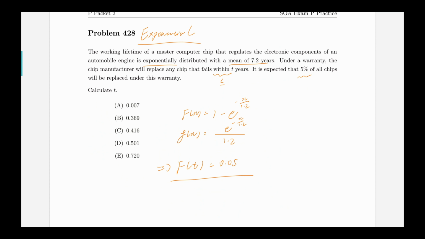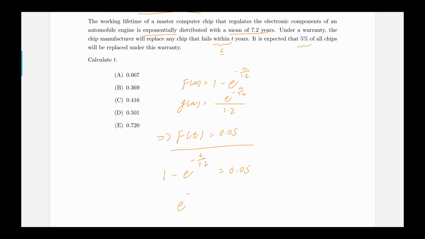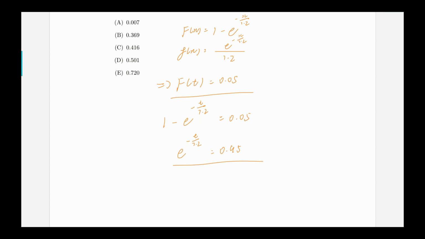And then we can solve for t now. So 1 minus e to the power of negative t over 7.2 equals 0.05, which means that e to the power of negative t over 7.2 equals 0.95. And we're basically solving for this. And how do I solve for this? I take natural logs on both sides.